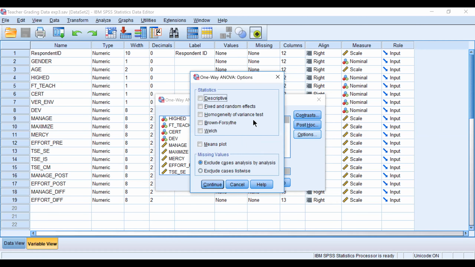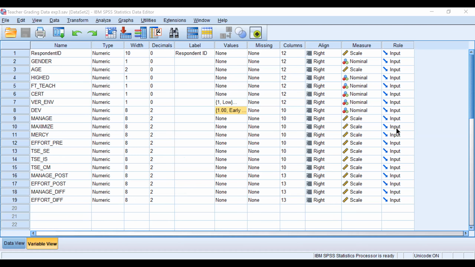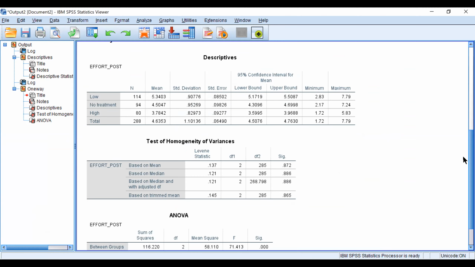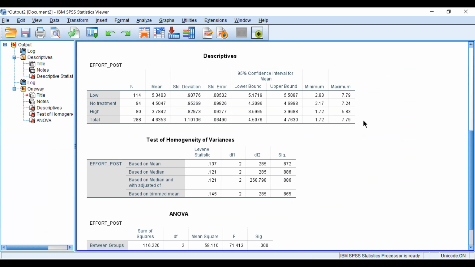We are going to ask for the descriptives. We are going to ask for the homogeneity of variance test to see if we meet our assumptions. And so let me make sure that you can see this screen. So we look here at our outcomes. We see the descriptives. Note that the case allocation to the three groups is unequal.